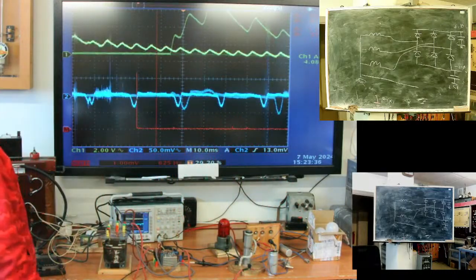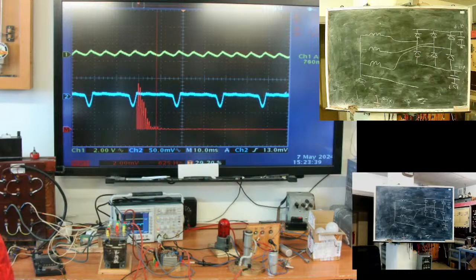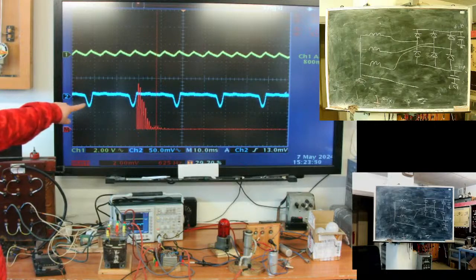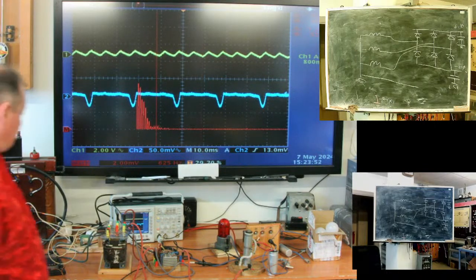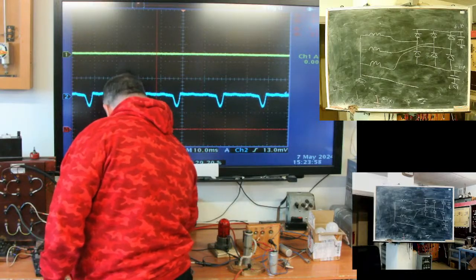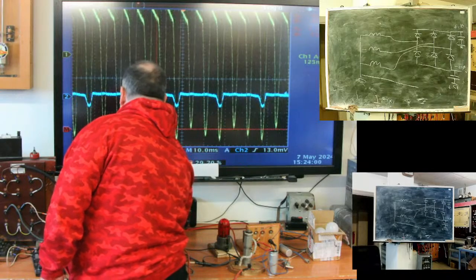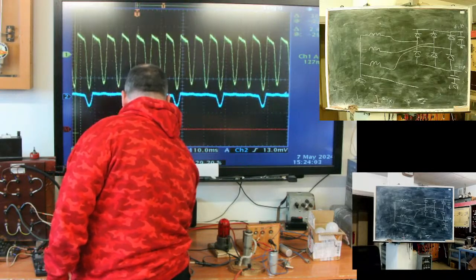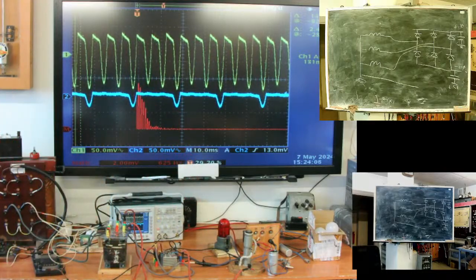Here, connection to the ground. This is what happens. I use connection to the ground. See the phase, what happens with the phase current? Of course, ripple increases. And where is the ground? Here is the ground on the primary side. It's unbalanced.